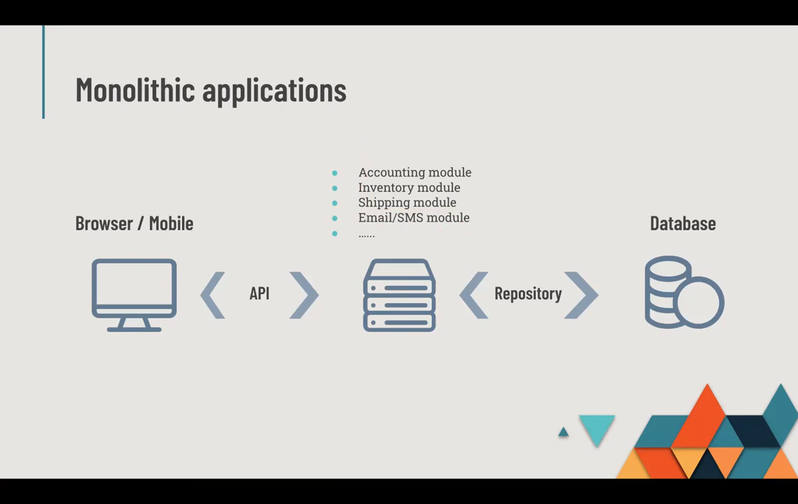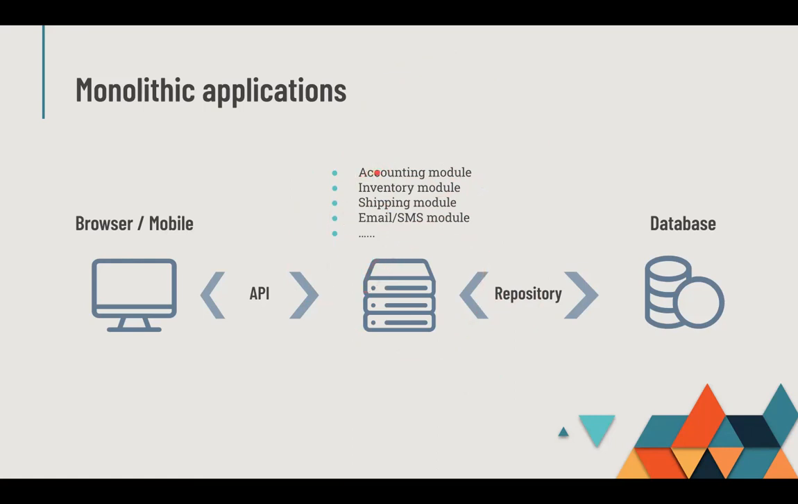So based on the situation, based on the availability, based on the priority, based on what users are mostly interacting with, these modules will have different priorities and different workloads. But when we want to scale up a monolithic application, we need to scale up everything.